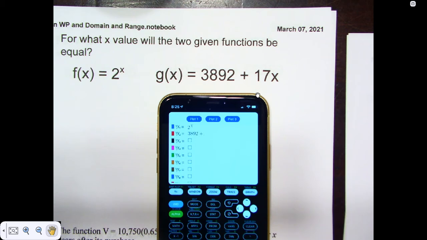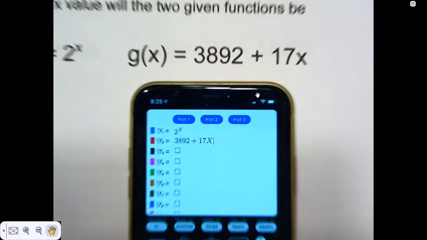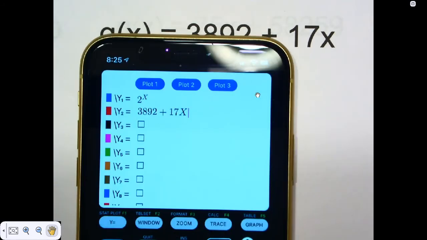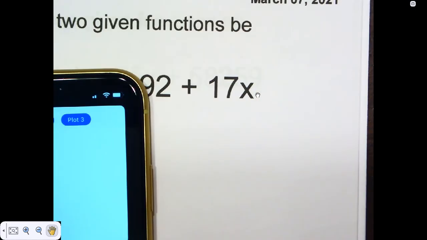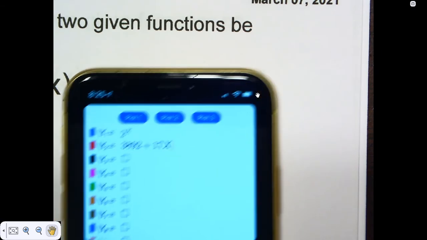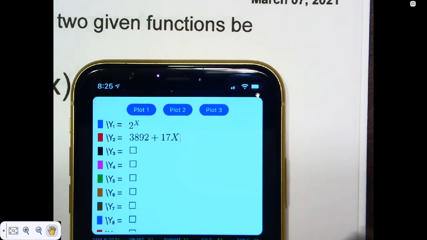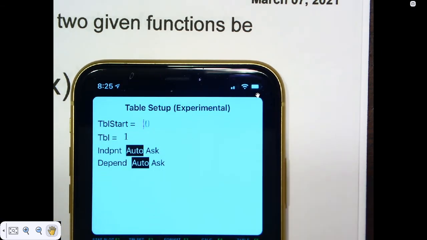3,892 plus 17x. Okay, so I've put these two into y1 and y2. They want to know when are they equal. So I'm going to do the same thing that I just talked about. Okay, I'm going to hit, sorry y'all, second window and make sure that my table starts at 0 and second graph.